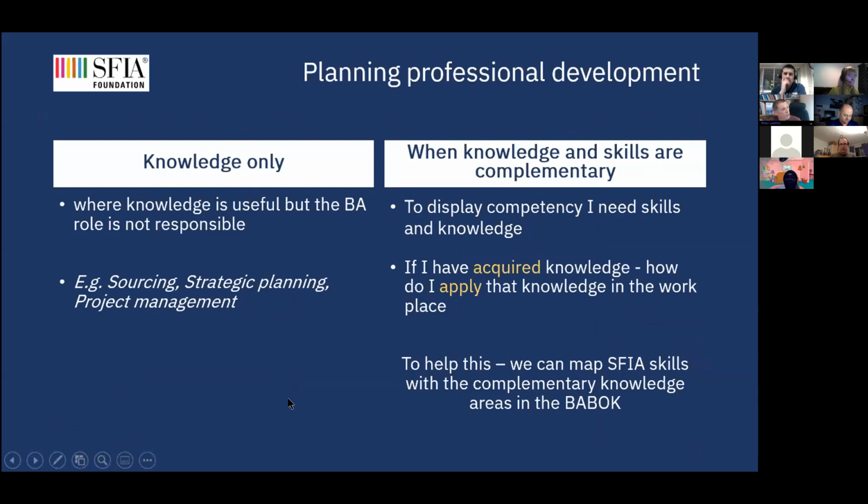So picking up from where we were, if the development is knowledge only, that could be areas where I need to know how an area works. So I may be working with a new team, or I may be getting more exposed to, let's think, project management, or, I think Saffron had an example about sourcing. So as a BA, I need to get involved in some of these things.